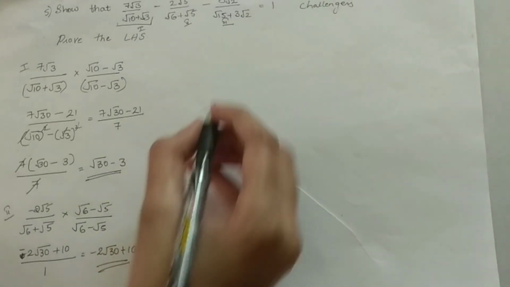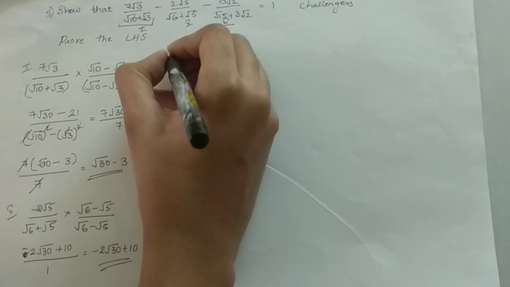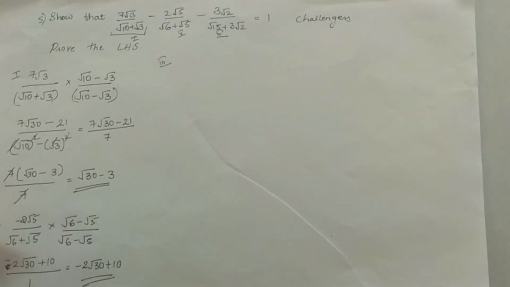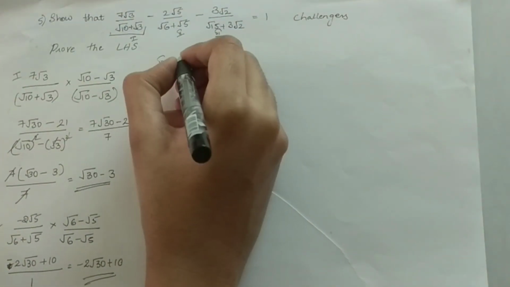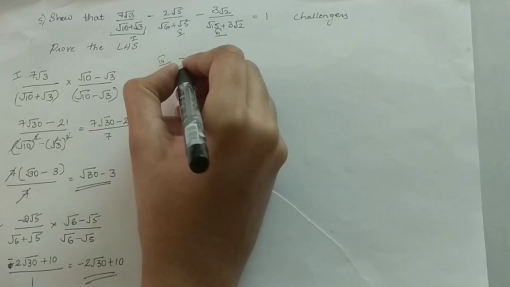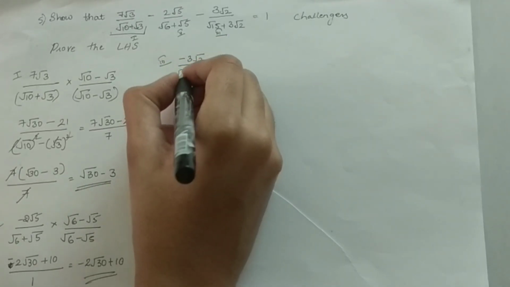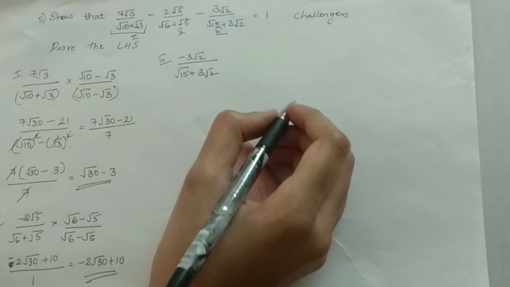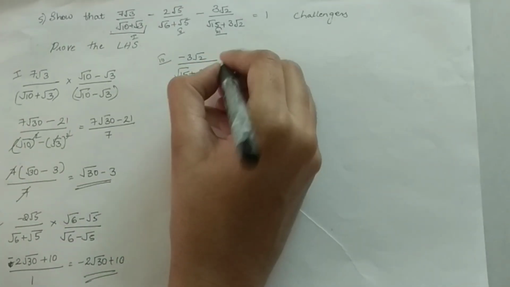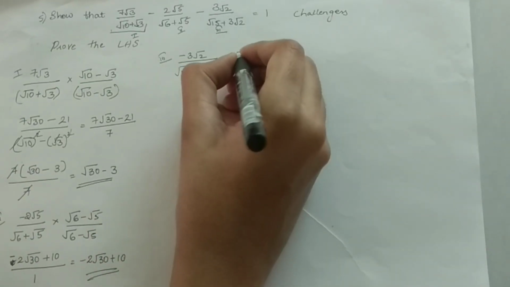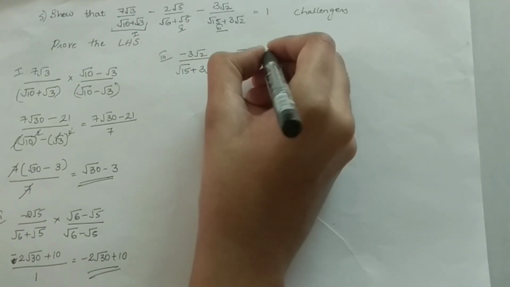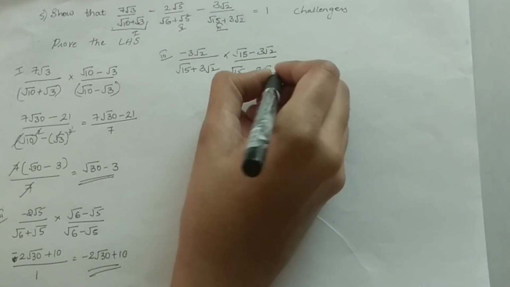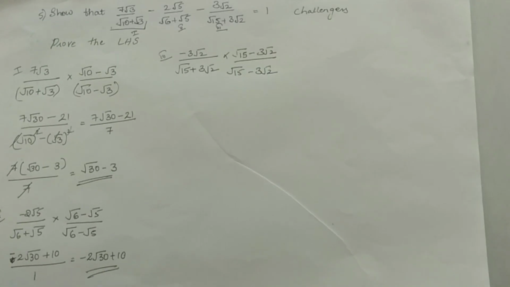Next, we have to see the third part. I am doing it here. Third part: minus 3 root 2 divided by root 15 plus 3 root 2. Now we multiply this with its denominator's rationalizing factor, which is root 15 minus 3 root 2 divided by root 15 minus 3 root 2. Until here it is clear, right?